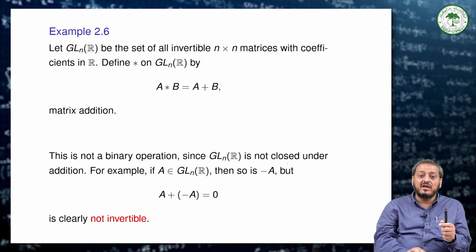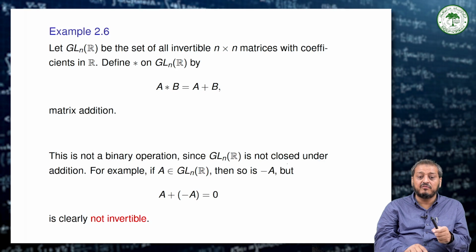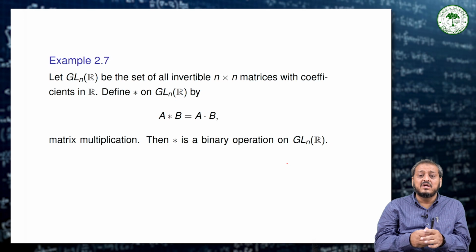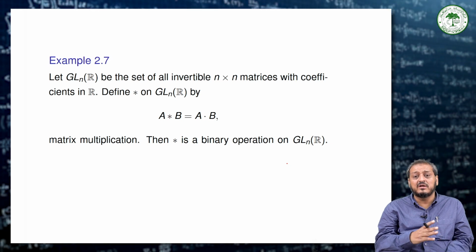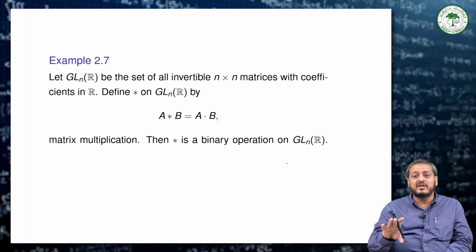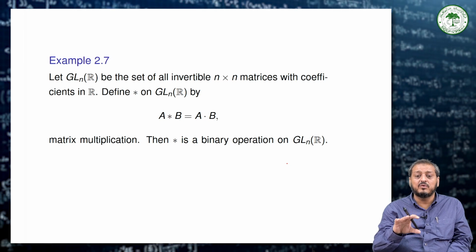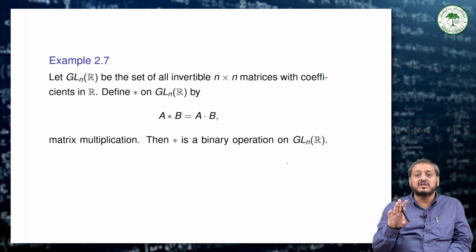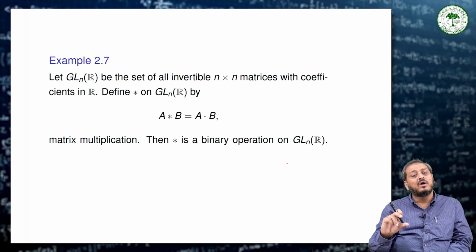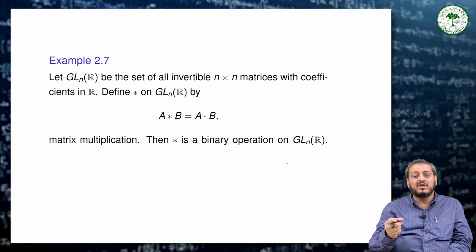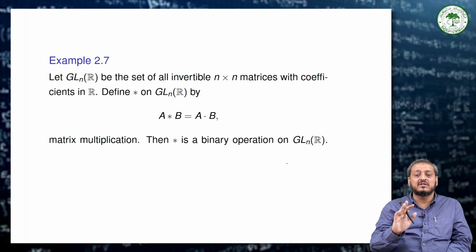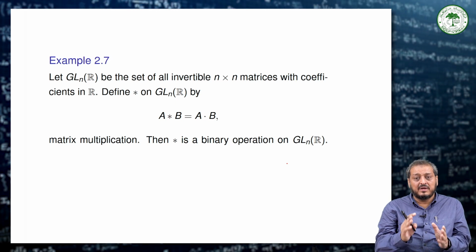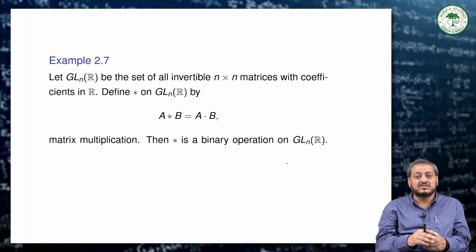But if we take this same set of matrices under multiplication, it satisfies both the conditions of a binary operation. If we take any two matrices A and B belonging to this set, then the product of two invertible matrices is again invertible. So we can say this is a binary operation under the multiplication of invertible matrices.